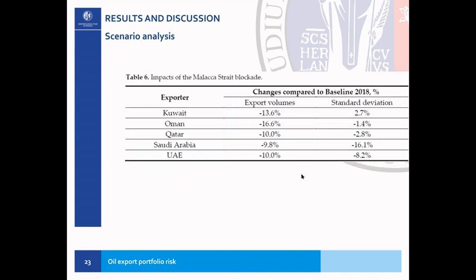analysis. When you have a Malacca Strait blockade, essentially you have a temporary reduction of exports of all these countries. And as is understandable, it's a simulation of a world in which temporarily they export less, so they reduce their standard deviation because they do not export toward all the Far East Asian countries, namely China and Japan, essentially, after the Malacca Strait. And so that is what is happening, okay?